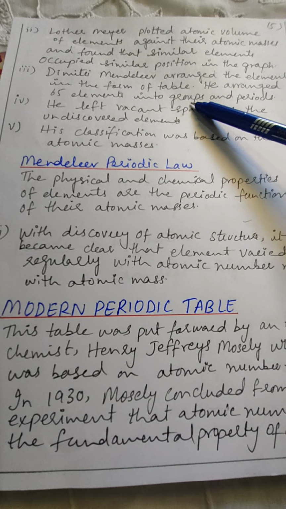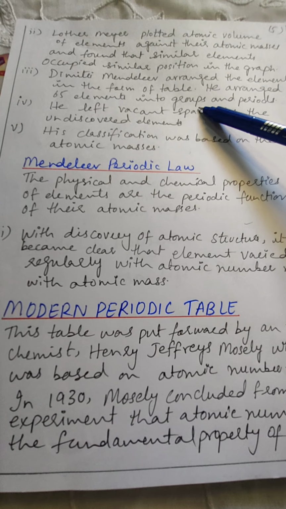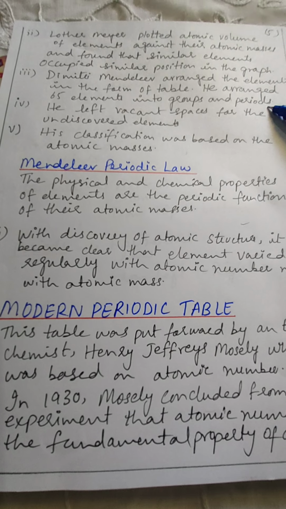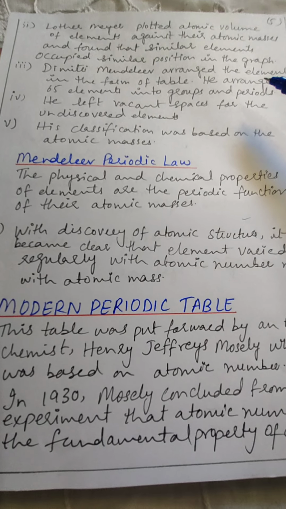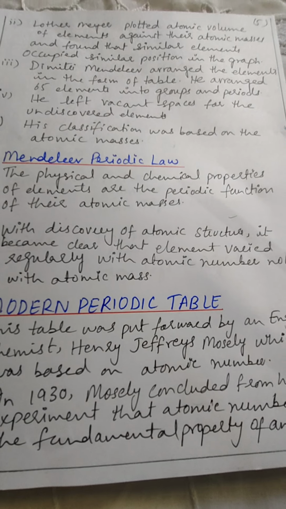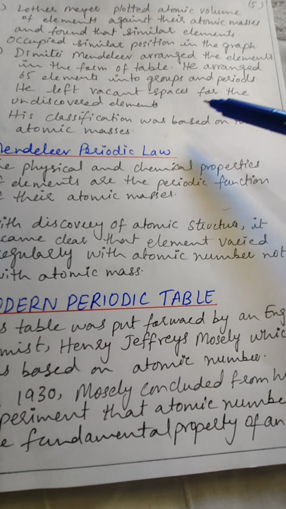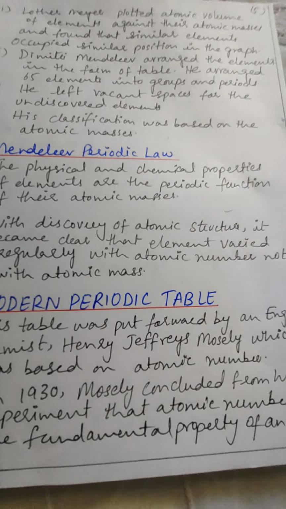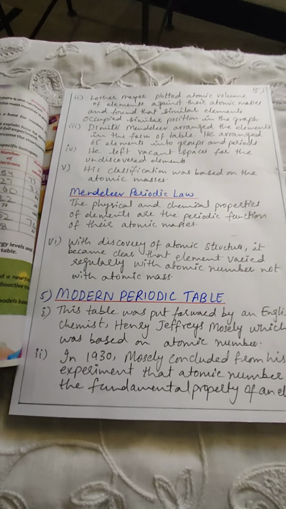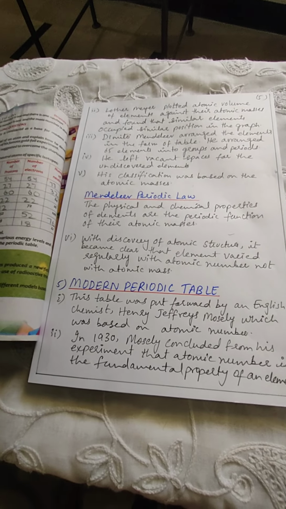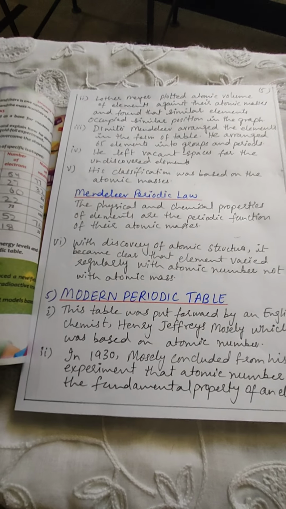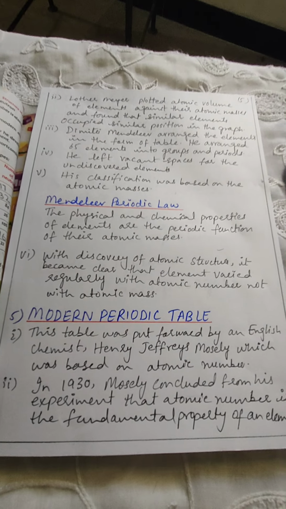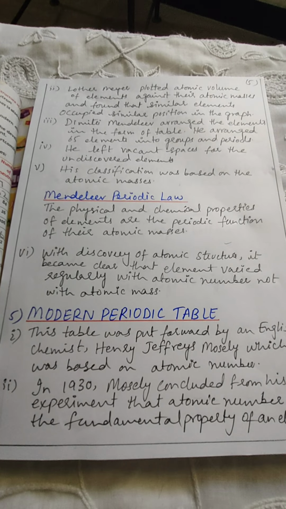The vertical columns in the periodic table from top to bottom are called groups, while the horizontal rows from left to right are called periods. So Mendeleev arranged the elements in groups and periods on the basis of increasing atomic masses. He also left vacant spaces for undiscovered elements. In other words, the basic concept or shape of the periodic table was given by Mendeleev.